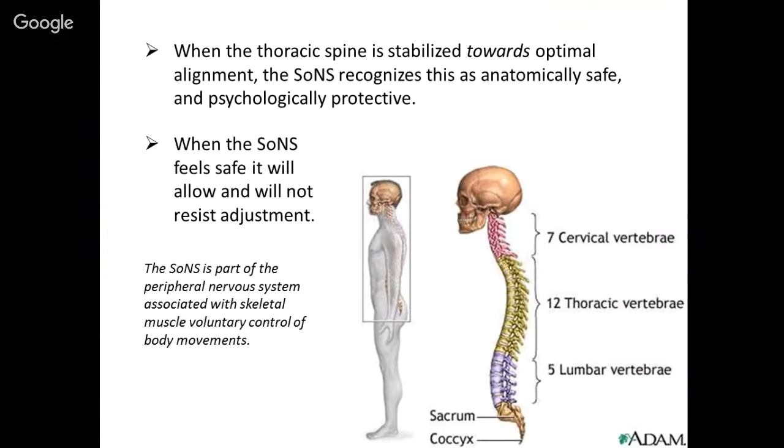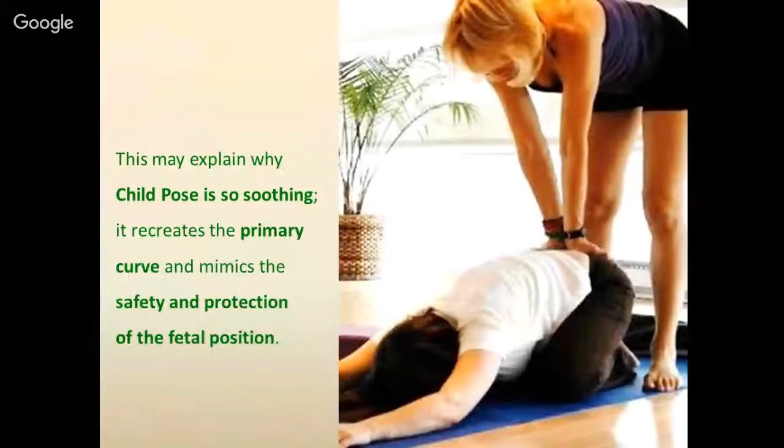And the somatic nervous system is part of the peripheral nervous system associated with skeletal muscle and voluntary controlled body movements. And this may explain why child pose is so soothing. It recreates the primary curve and mimics the safety and protection of the fetal position.